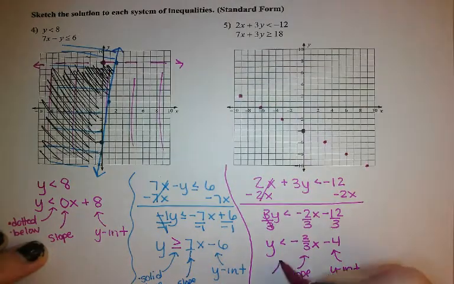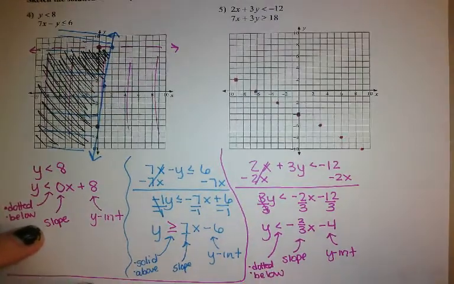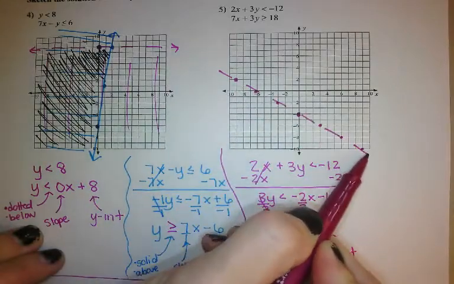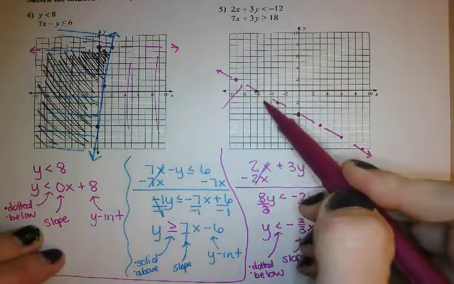Next I'm going to look at my inequality. It's a less than, that tells me two things. It tells me it's dotted, and it tells me to shade below. So we're going to do a dotted line, and we're going to lightly shade below.